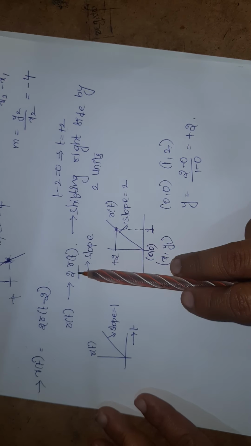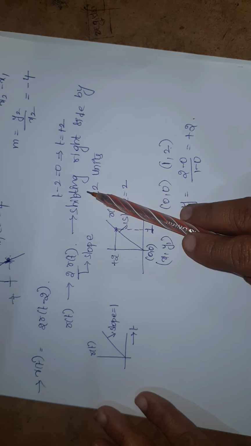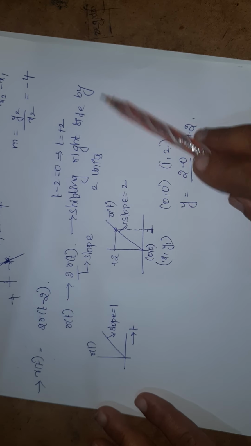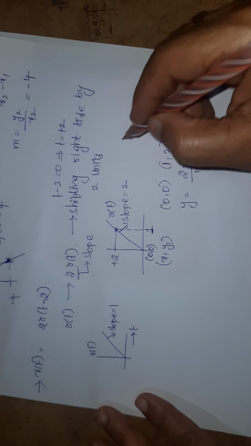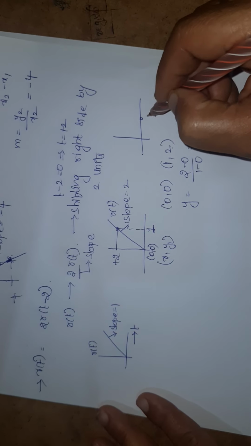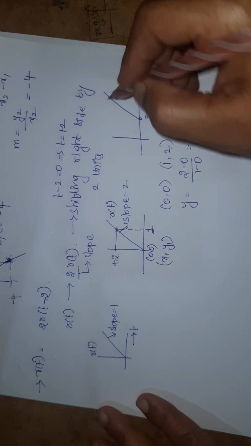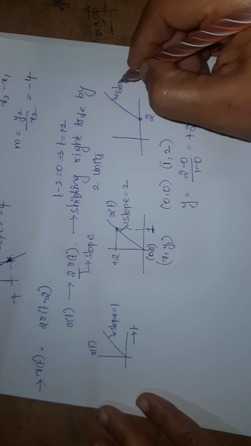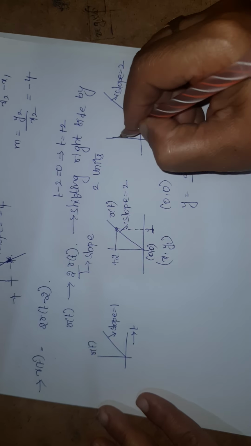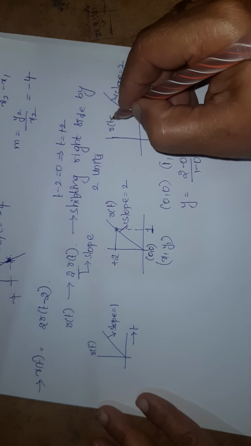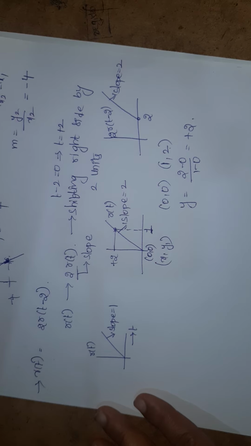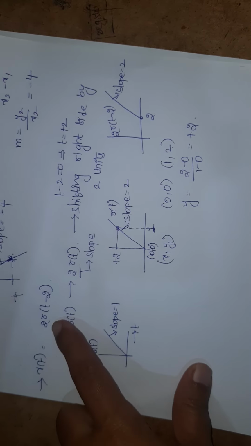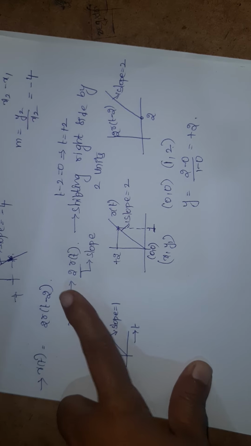Next, I have drawn 2 into r of t. Next, what we have to do? Shifting right side by 2 units. You have to shift right side like this. You have to mention it is having the slope 2, and what is the signal? r of t minus 2 with 2 into. So this is x of t is equal to 2 into r of t minus 2.